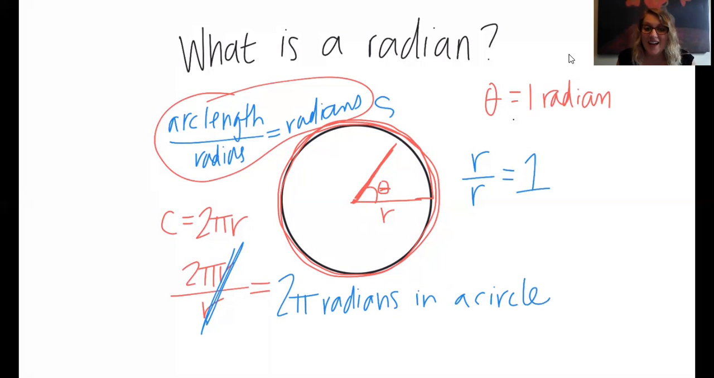Okay. How many degrees are there in a circle? 360, right? We talked about that already. So 360 degrees equals 2 pi radians.